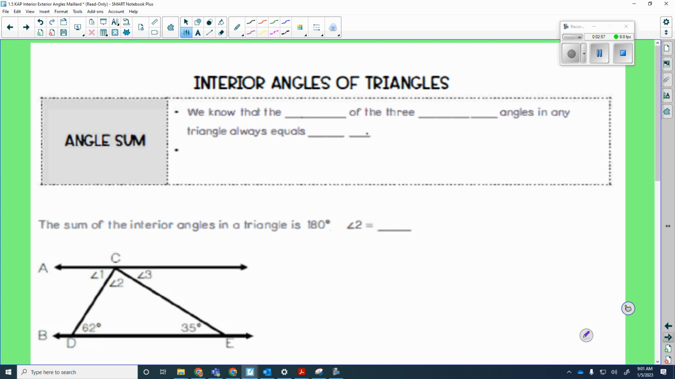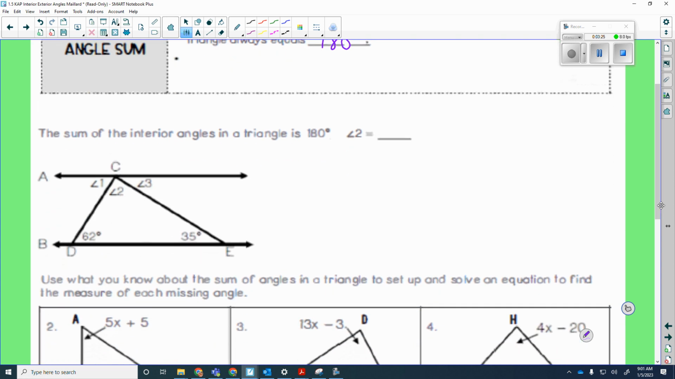We know that the sum of the 3 interiors, what does interior mean? Inside. We are on the interior of this classroom, okay? Easton is on the exterior of the classroom, okay? The interior angles in any triangle always equals 180 degrees. Okay, so here we go. We have a picture. The sum is 180.